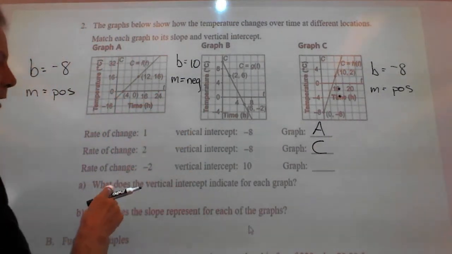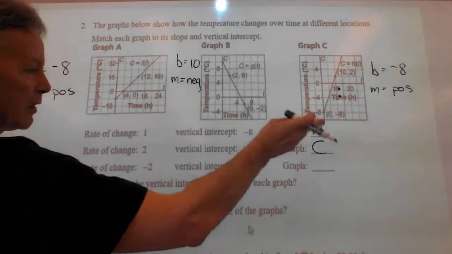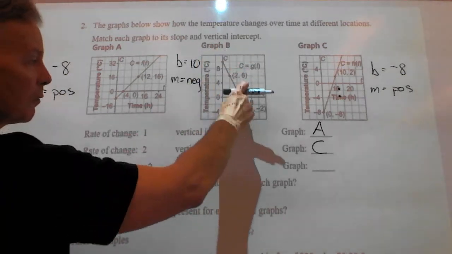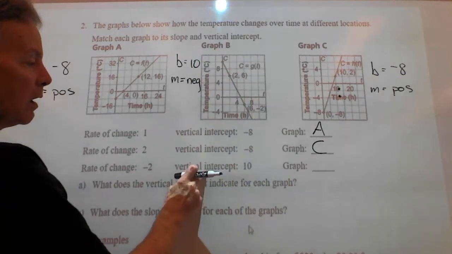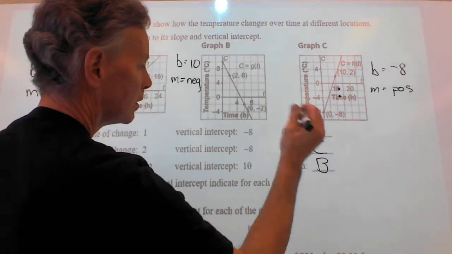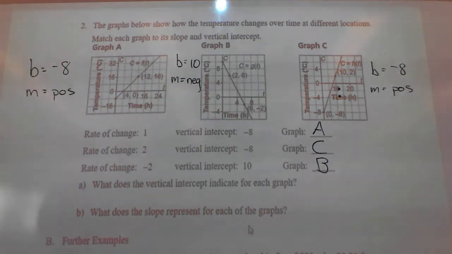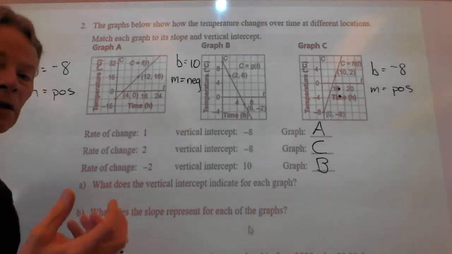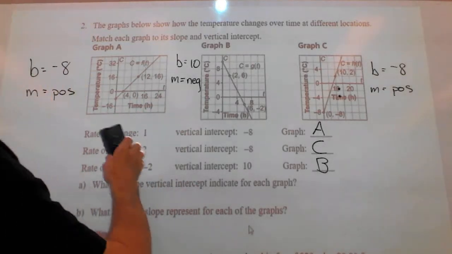Finally, this one's pretty easy. It's the last one, so we can just process of elimination it. But this one has a negative slope. There we go, we're going downhill. Has a vertical intercept of 10. We figured that out. We're so smart. There you go. Okay? So you need to be able to, by looking at a line, say something about the slope and the intercept.